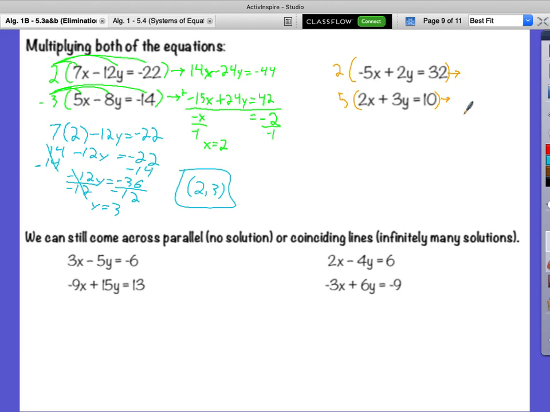Okay, Quentin, you got me on this first one here, okay? What's 2 times negative 5x? Negative 10. Yep, negative 10x, and keep going, buddy. What do I have next? Plus 4y. Yep. 64. Very good. Negative 10x plus 4y equals 64.